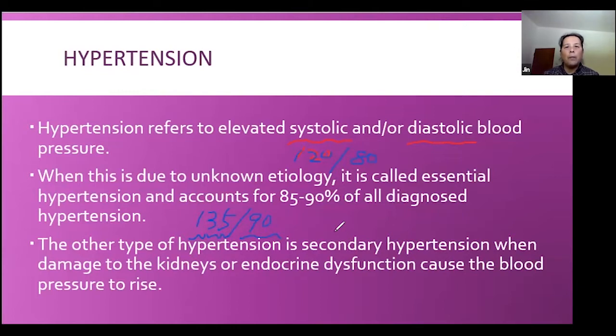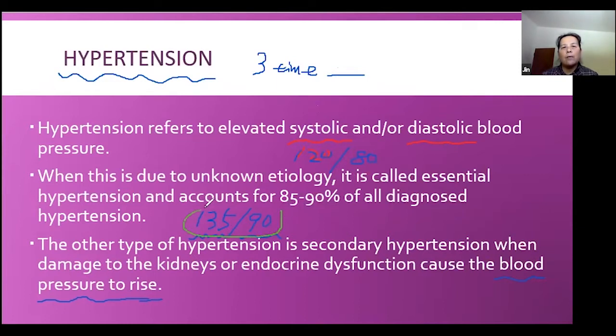Also remember, blood pressure is affected by a lot of things, like stress, emotions, even after exercise or after eating. Their blood pressure will increase to a different degree. So when diagnosing hypertension, usually we need at least 3 times on different days, not the same day, and each time the blood pressure is 135 over 90. Then we say the patient has the illness, hypertension.